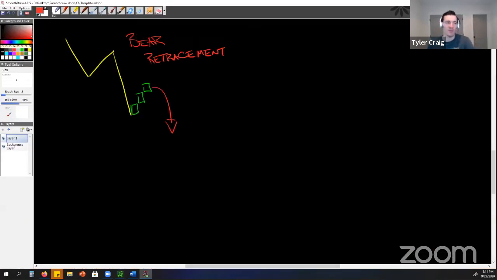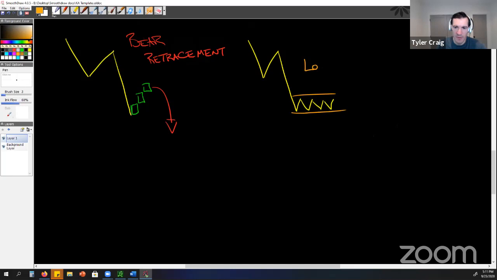Another setup I like to look for when I'm speculating with buying puts is a bear breakout. There's a lot of variations to this. It could be a downtrend that's just kind of going sideways. We would call that a low base, the opposite of a high base. You're just looking for this downtrend to break support and go lower, right?